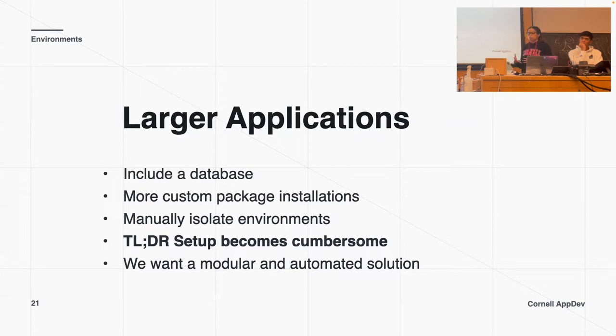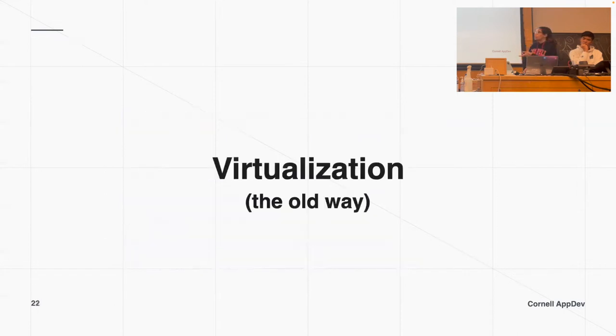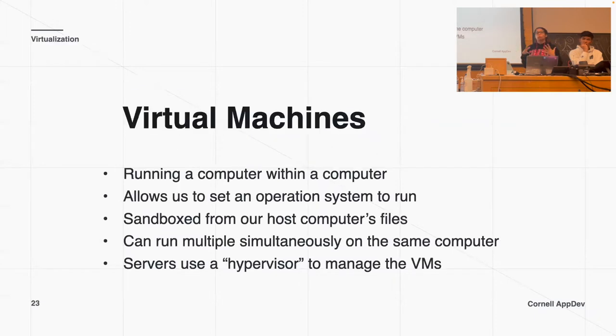So the solution to this would be a more modular and automated solution, rather than doing the long list of setup yourself. The old way of doing this would be virtualization, where essentially you would run a virtual machine on your computer. Does anybody know what a virtual machine is? Yes, it's pretty common. It's basically running a computer on your computer. So say you have a Mac and you want to use Windows, you could install Bootcamp and then have the Windows framework on your computer, and vice versa with Windows. It's basically a way to get a different operating system on your computer if you need.